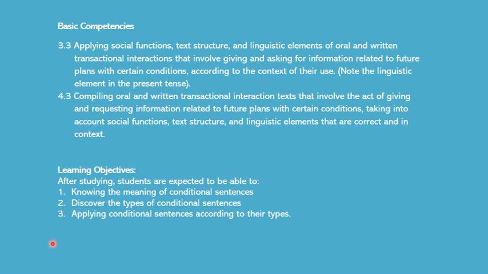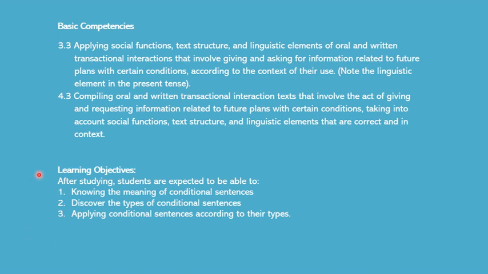Basic competencies: applying social functions, text structure, and linguistic elements of oral and written transactional interactions that involve giving and asking for information related to future plans with certain conditions according to the context of their use. 4.3 Complying oral and written transactional interaction texts that involve the act of giving and requesting information related to future plans with certain conditions, taking into account social function, text structure, and linguistic elements that are correct and in context.